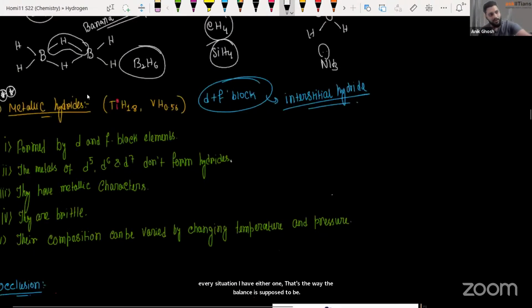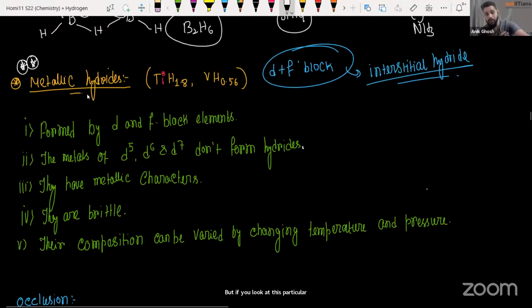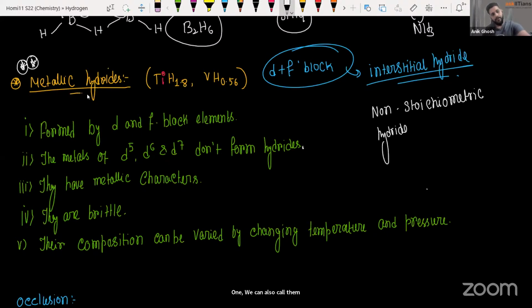But if you look at this particular compound, metallic hydrides, you can clearly see that these are also called Berthollide compounds, or non-stoichiometric compounds. We can also call them non-stoichiometric hydrides. Now, what is that? If you look in here, titanium hydride is 1.8, vanadium is 0.56, lanthanum hydride is 2.8. So you can clearly understand who makes this kind of hydrides: D and F block elements. That's why we are going to repeat this in the D and F block chapters as well.